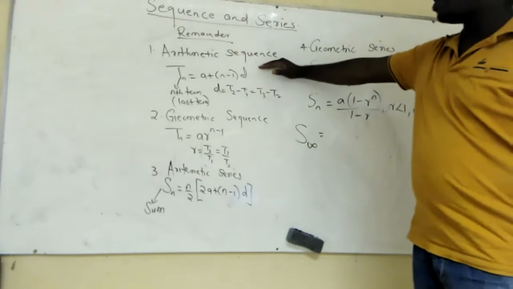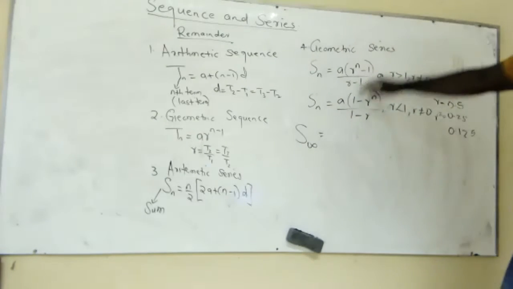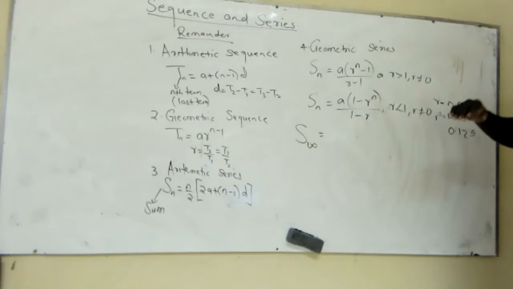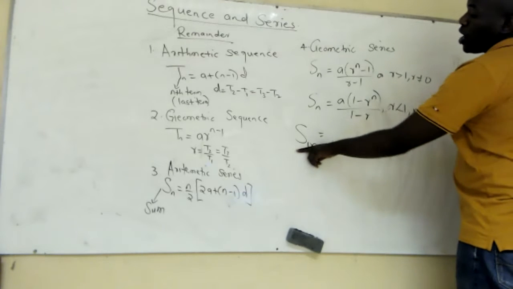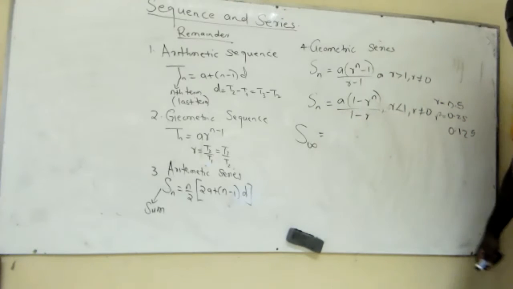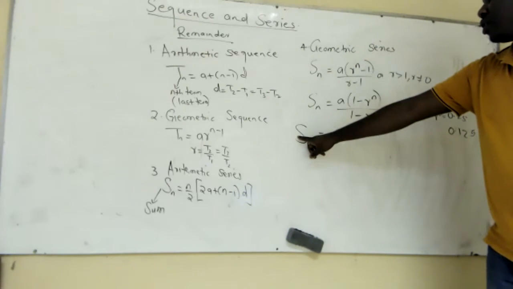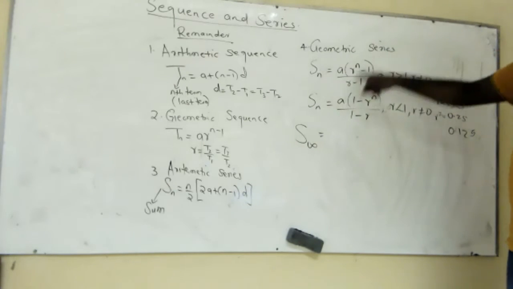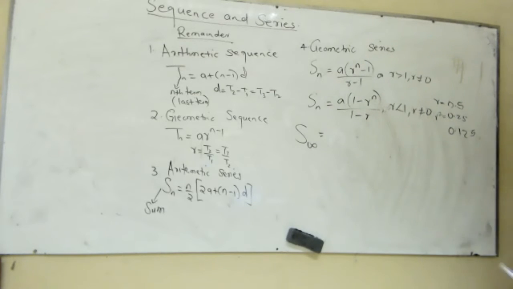So we have covered arithmetic sequence, geometric sequence, arithmetic series, geometric series. So today, our lesson focus is on covering the aspect when n approaches infinity. I want to explain more about that because it's a very important formula that you're going to develop, where the summation of the geometric series is approaching infinity. So let's check how that goes.